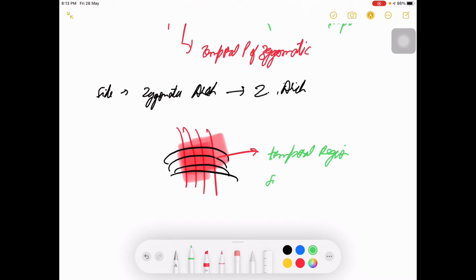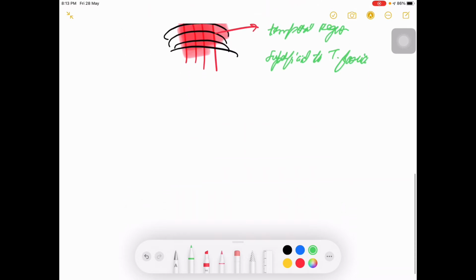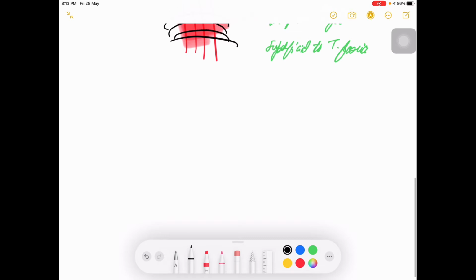Actually, they are merging in the temporal region that is superficial to the temporal fascia. Okay, so that was the extent of the scalp. Now we'll talk about the scalp itself. What does this word stand for? S means skin. Now you need to know some basic characteristics of the skin.